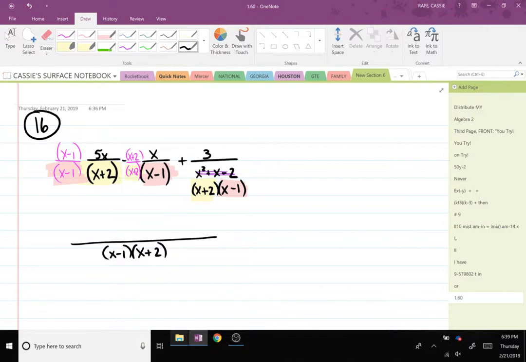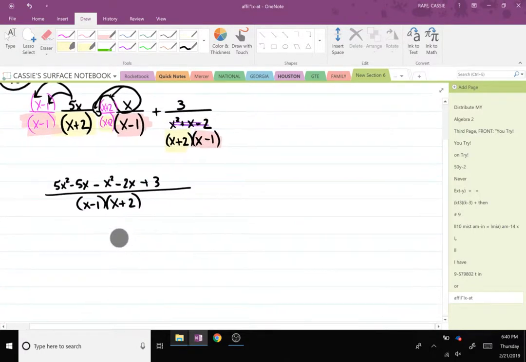So once you've found your common denominator, do your math in your numerator. So I'm multiplying 5x across x minus 1. So that would be 5x squared minus 5x. Okay, this is a negative x. Negative x across x plus 2. So it's going to be minus x squared minus 2x. Okay, and then I just have a plus 3 on the end.